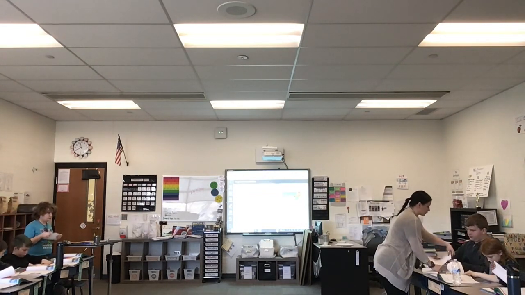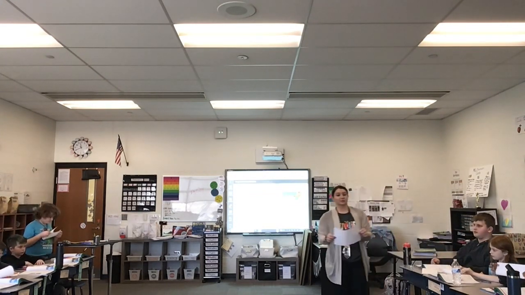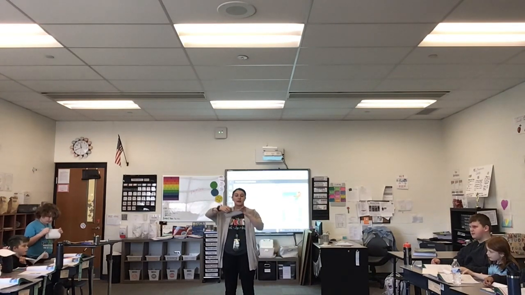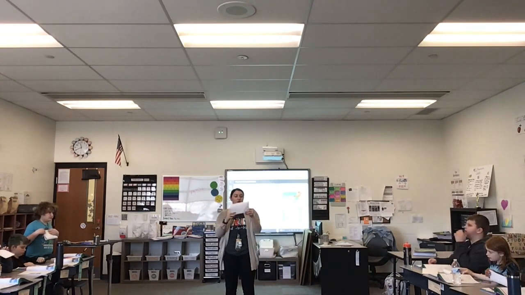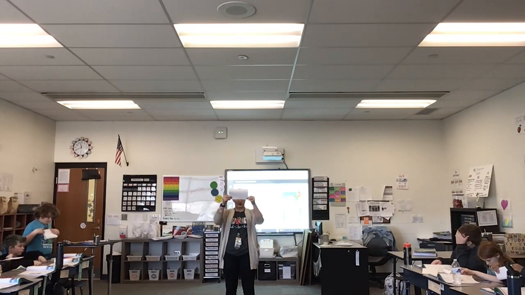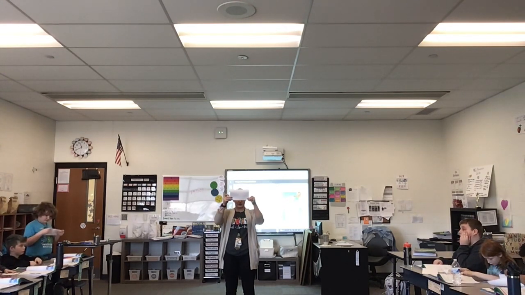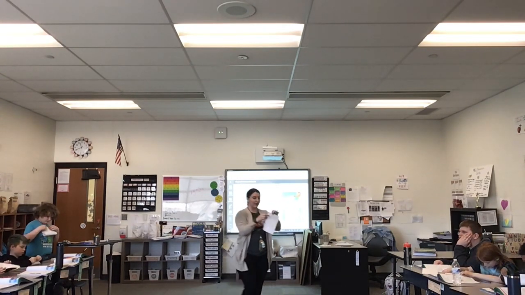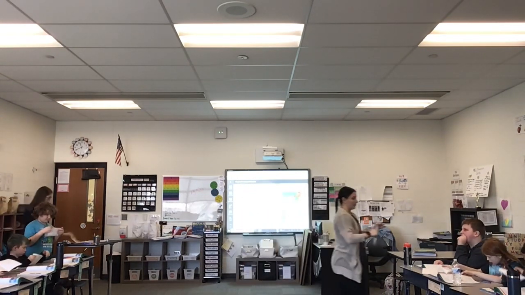So here's a little trick. I'll show you with Max's paper. Here's a little trick that I learned. When we're bending it, don't make the crease until you line up both ends of your paper and they look pretty equal. Then go ahead and crease it. So you have that nice crease in your paper. Okay?